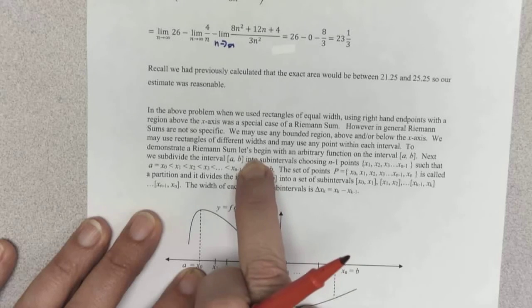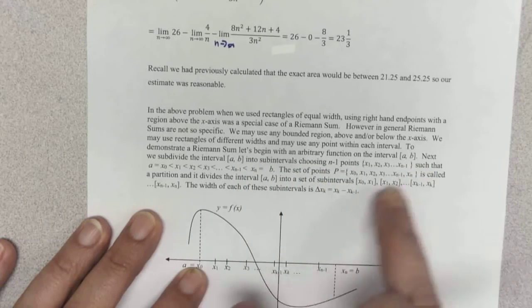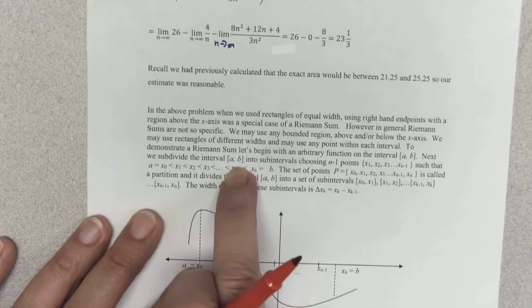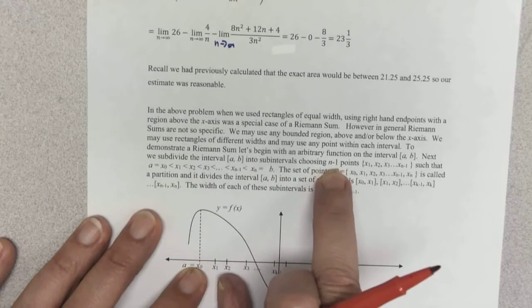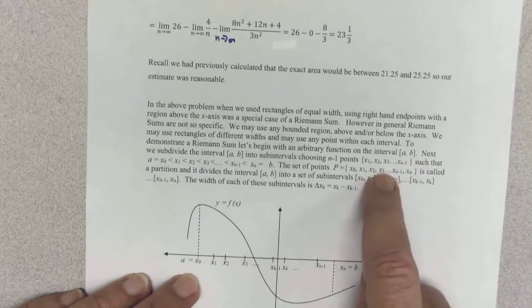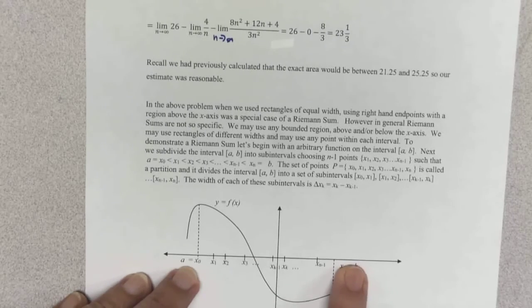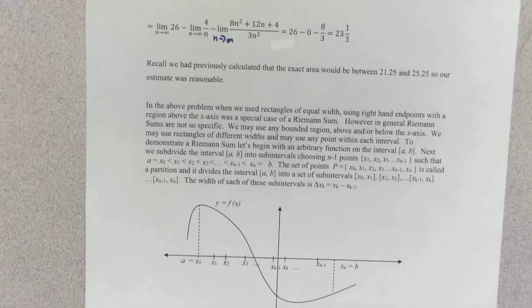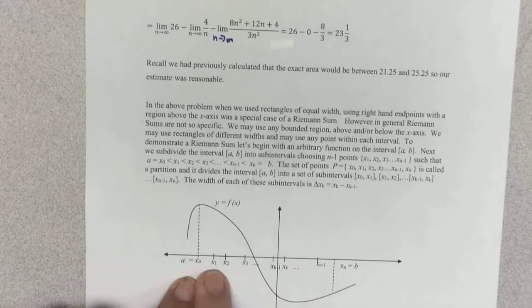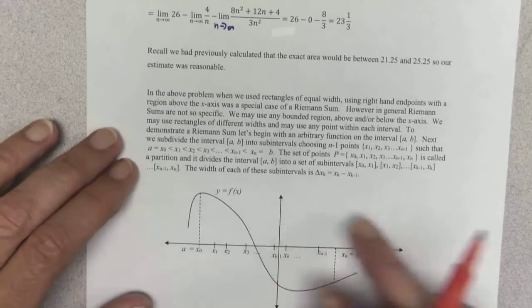To demonstrate with a Riemann sum, let's start with an arbitrary function on the interval a to b, and we will subdivide the interval ab into subintervals, choosing n minus 1 points. All that part there is that I just took my interval and I plunked down a series of points between a and b. Maybe they're close together, maybe they're far apart. I just plunked down a bunch of points between a and b.